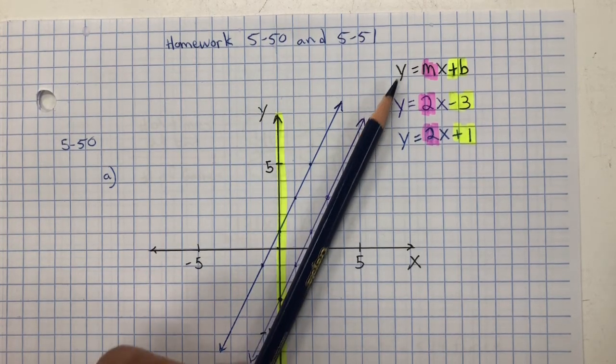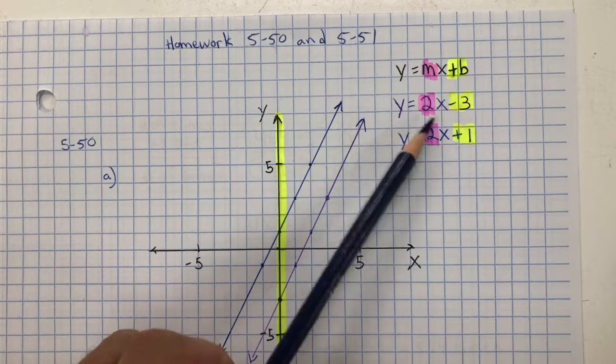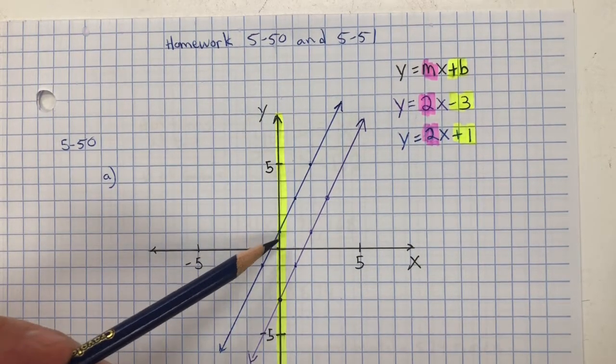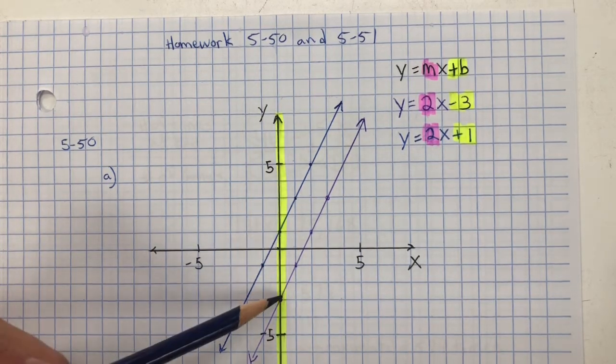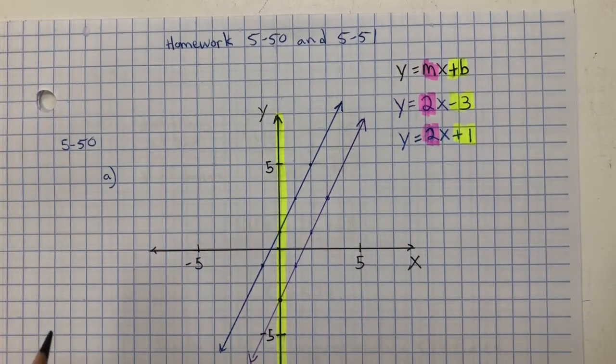This one will forever go at this growth rate, and this one will forever go at that growth rate. They're both growing at the same rate, but they have different y-intercepts. So they'll never intersect. They're parallel lines.